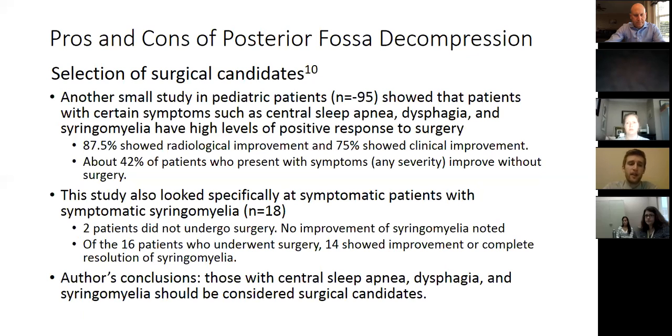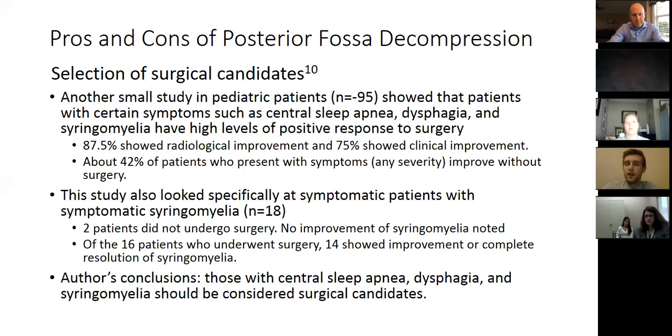And also they found in the study about 42% of patients who present with symptoms can also improve without surgery. So about a 30% difference in both of those groups. And then this study looked specifically at symptomatic patients with syringomyelia as well. This is a different study than the first one.